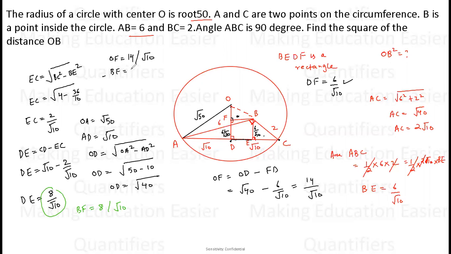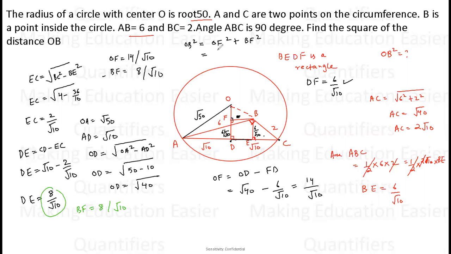So I'll write the value here. BF is equal to 8/√10. Now students, we need to find OB square, and now if we'll apply Pythagoras theorem in this triangle, we know that OB square will be equal to OF square plus BF square. OF square plus BF square. That's it guys, question is over now.